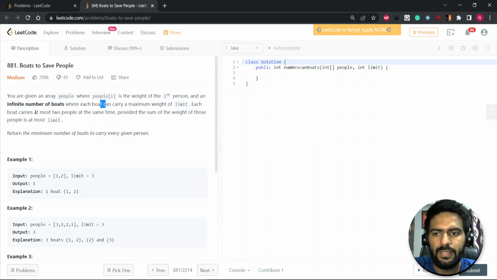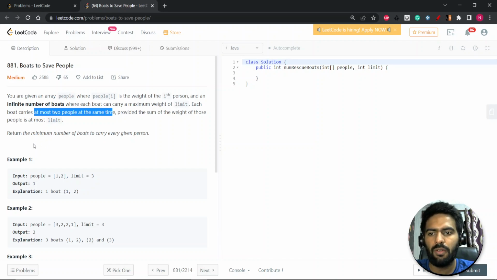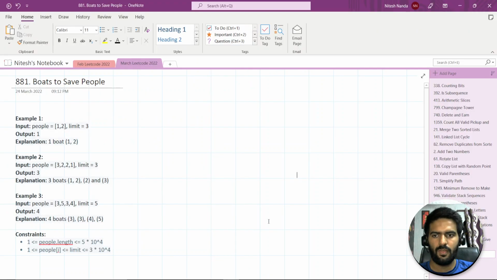Each boat carries at most two people at the same time. So the maximum number of people is two, provided the sum of the weight of those people is at most limit. What you have to do is return the minimum number of boats to carry every given person. Let's understand with an example.